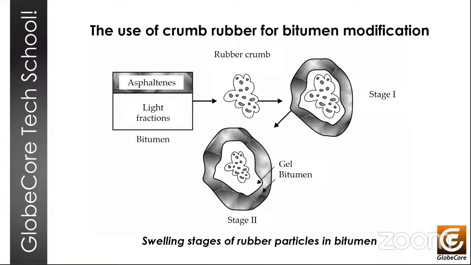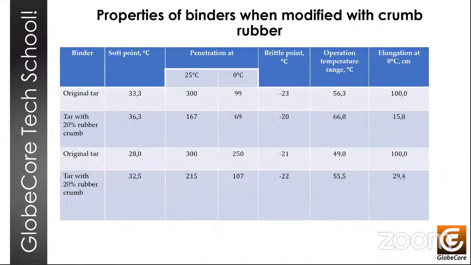Next slide, please. So data on the properties of binding material obtained by combining crumb rubber 20% with oil tar, the temperature of 220 to 230 degrees centigrade, and 4 hours of treatment. You can see those in this table in this slide.